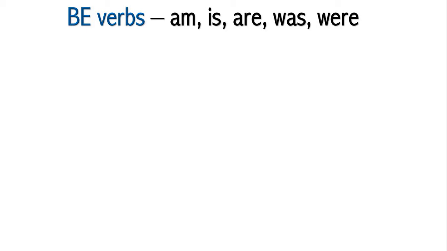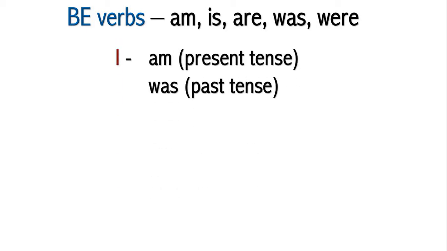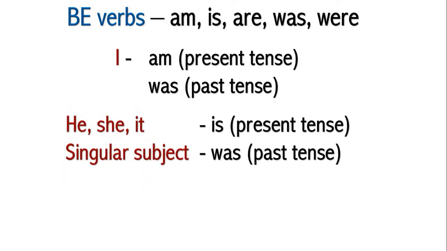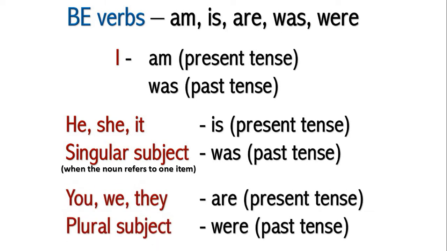Now please listen carefully, students. If subject is I, we use be verb am in present tense and was in past tense. If subject is he, she, it or singular subject, which is when the noun refers to one item, we use is in present tense, was in past tense. If subject is you, we, they and plural subject, which is when the noun refers to more than one item, we use are in present tense, were in past tense.